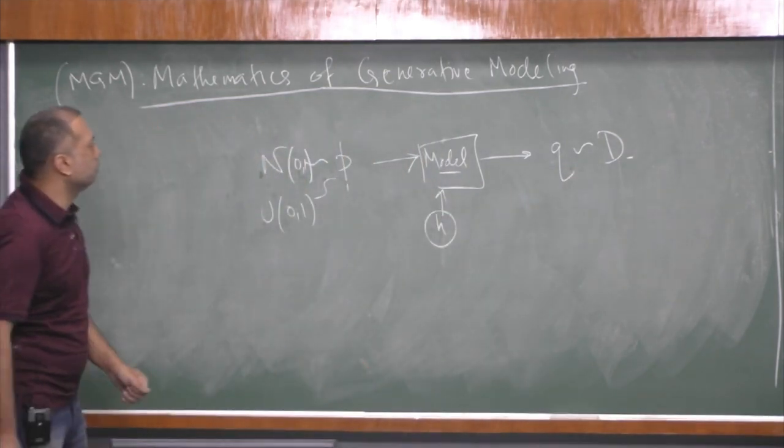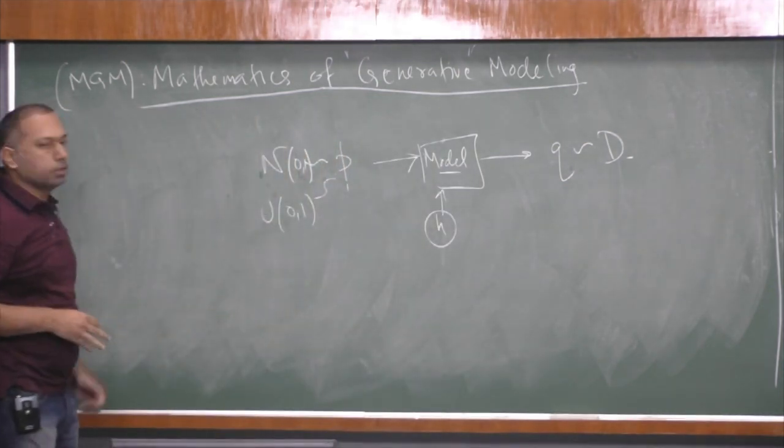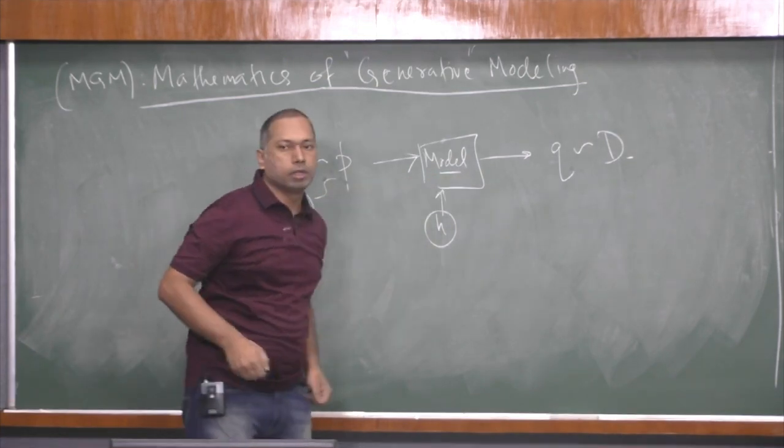But what is interesting in a generative model is that it generates. So this is the keyword here. It does not produce the same thing on which it has been trained on. It generates.